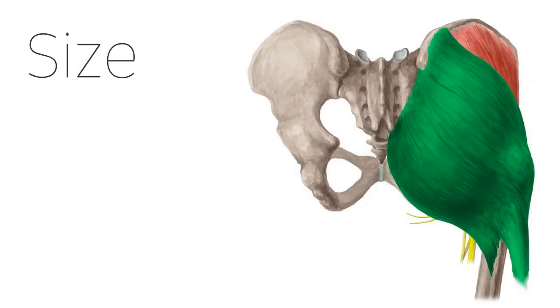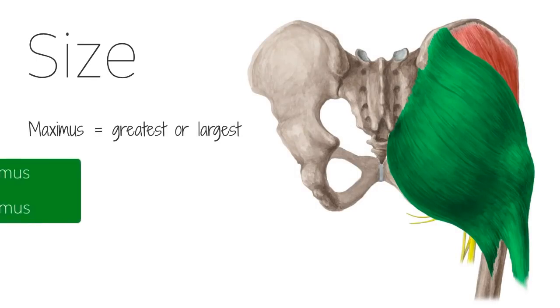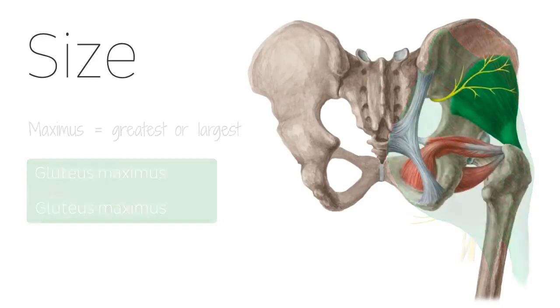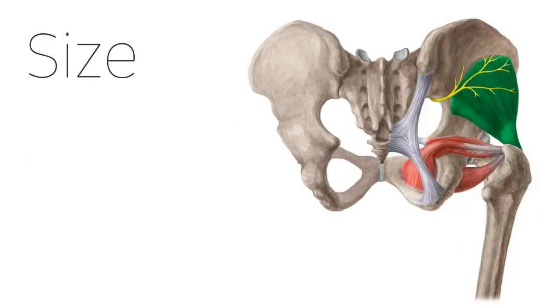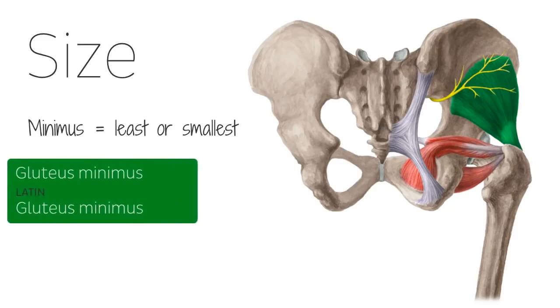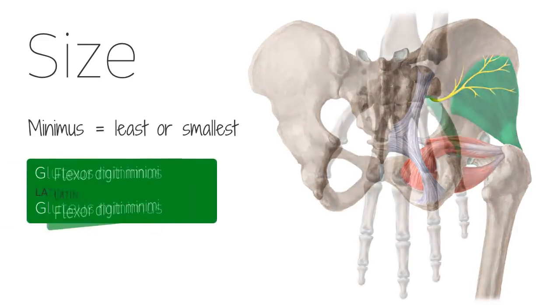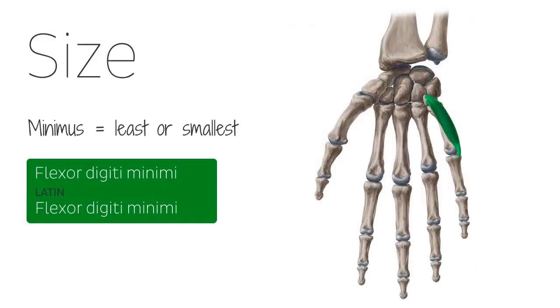And the term maximus comes from the Latin meaning largest or greatest. As we can see on the right here, the gluteus maximus muscle is the largest muscle in the pelvic region, hence the use of the word maximus. The term minimus is the Latin for least or smallest, and is also used in naming muscles such as the gluteus minimus muscle, which is the smallest of the three gluteal muscles, or in the case of the hand, the flexor digiti minimi muscle, which flexes the little finger.